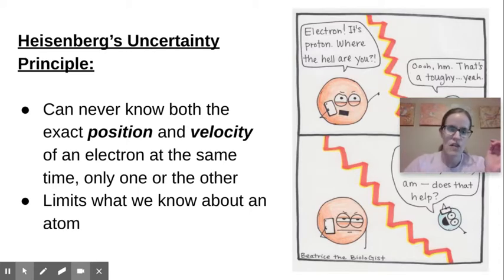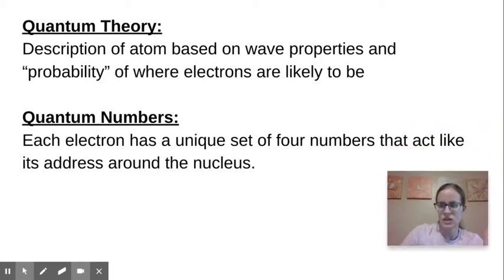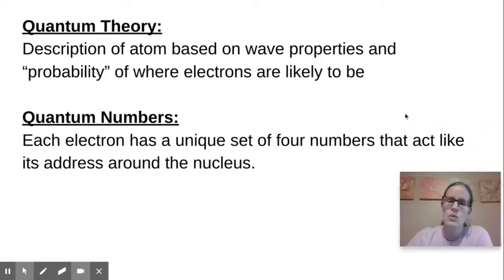In this next section, we're going to talk about quantum theory. Quantum theory is a description of the atom based on wave properties and the probability of where you're likely to find an electron. So we can't pinpoint exactly where those electrons are, but we can say where they probably are at least 90% of the time. We're going to do this with quantum numbers. The quantum numbers are like an address for the electrons. There are 4 sets of numbers that tell you pretty close to where that electron is around the nucleus.